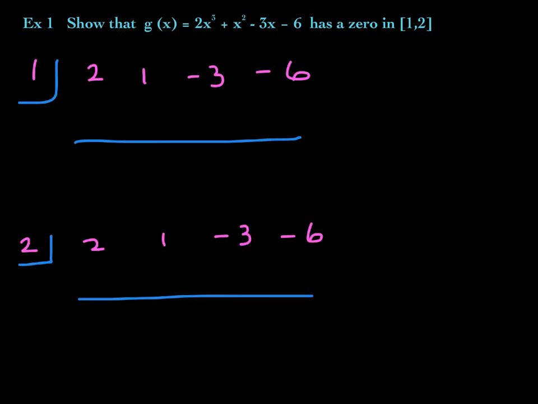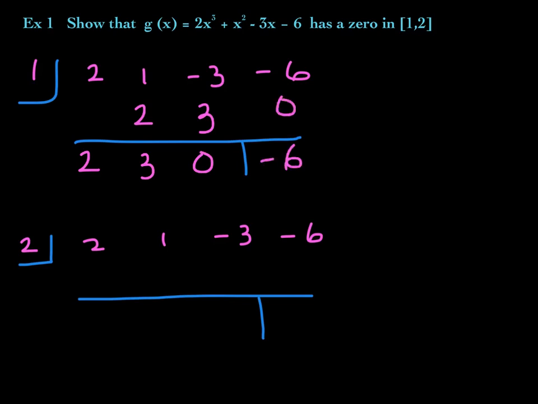The remainder, we know by the remainder theorem, will be the same thing as g of 1 and will be the same thing as g of 2. So this and this, these are the endpoints of the interval. Bring down the 2. 1 times 2 is 2. 1 plus 2 is 3. 1 times 3 is 3. This is 0, 0, negative 6.